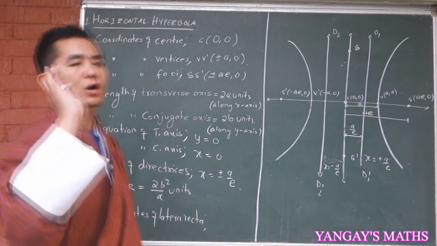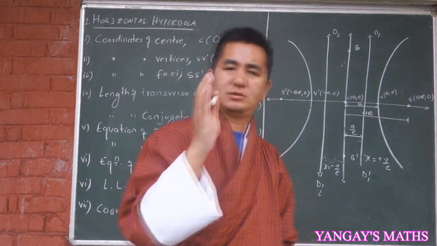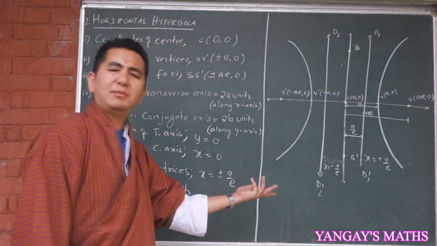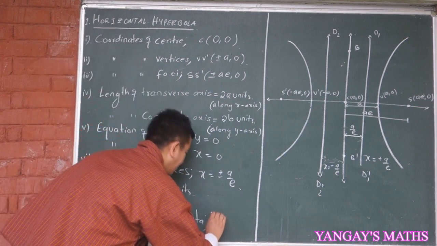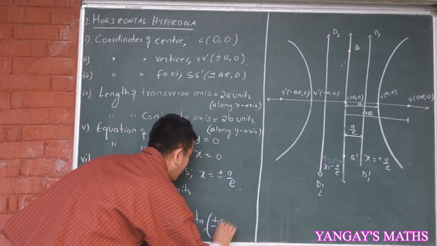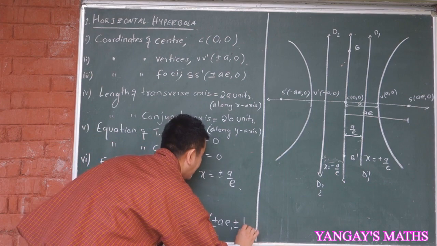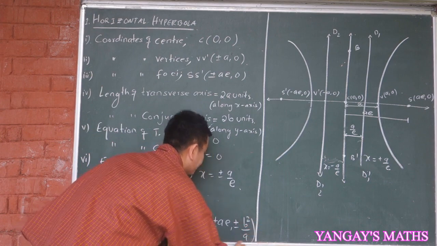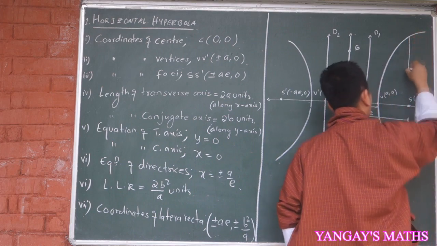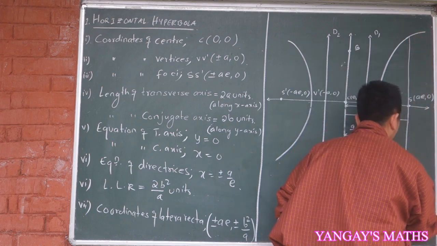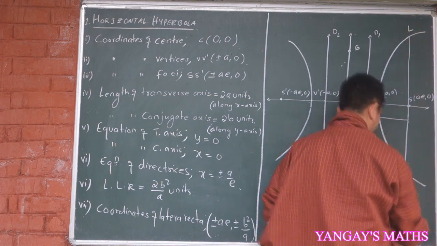I told you, if you have understood ellipse thoroughly, then hyperbola is the same as that of ellipse. When it comes to coordinates of lateral recta, it is nothing but plus or minus a comma plus or minus b square by a. You know the length of latus rectum, a line passing through the focus becomes the latus rectum.